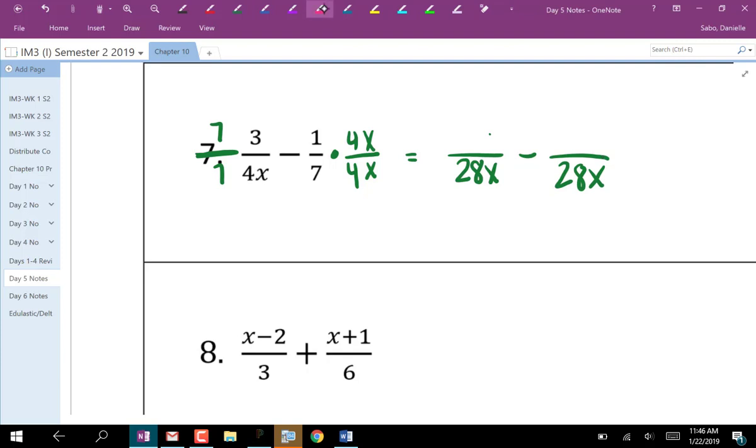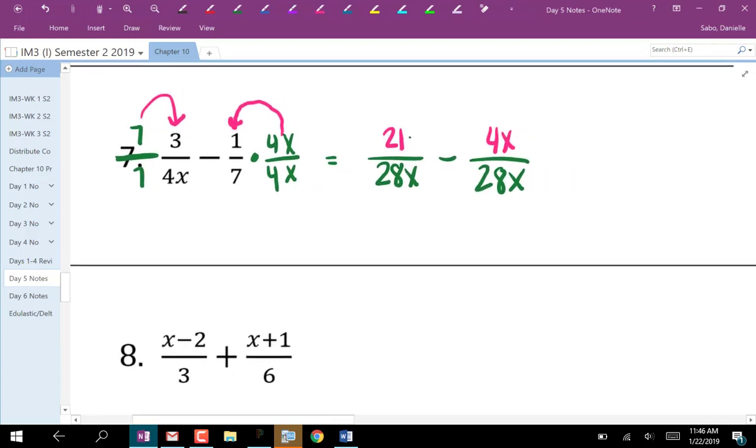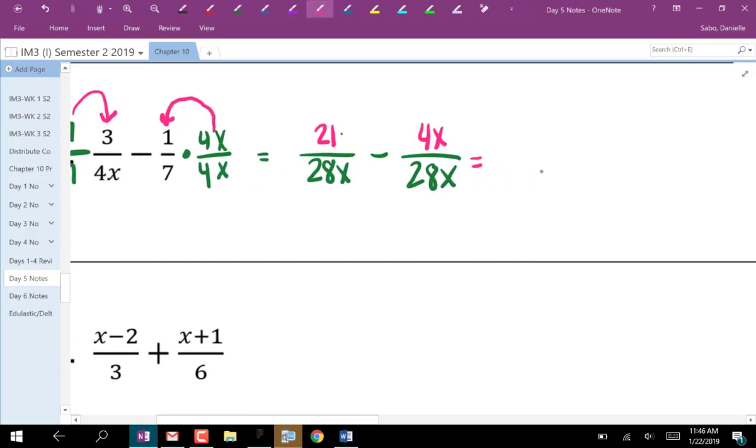Now, we just do the top. 7 times 3 gets me what? 21. And then 4x times 1, 4x. Okay. Well, they're both over 28x, and let's combine them.